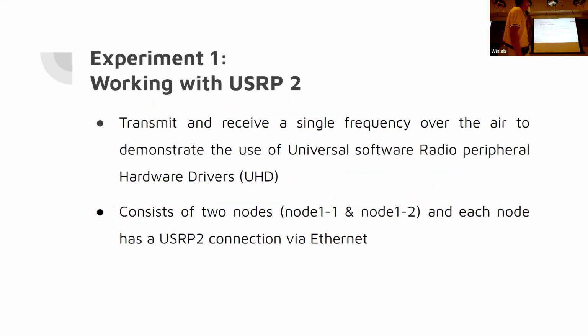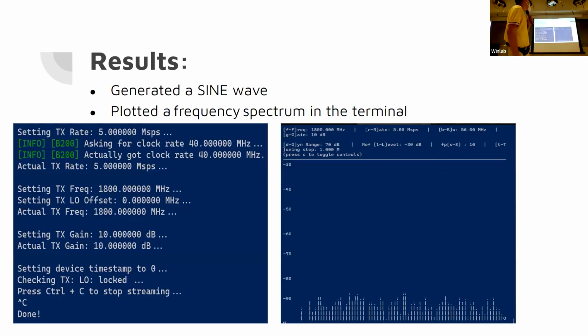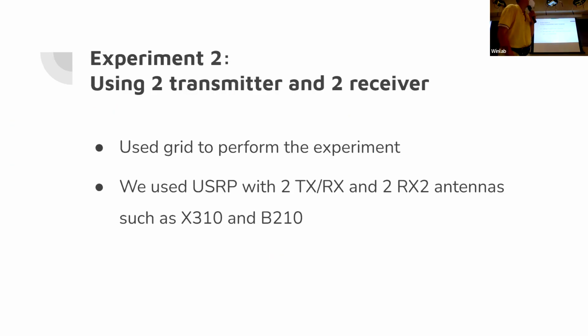And here is the first experiment we did. It's working with USRP 2. We transmit and receive a single frequency over the air to demonstrate the use of the UHD drivers with USRP 2 hardware. And here are the results. You can see what it looks like when the code is running, and that's the graph we get in the terminal. And here is the second experiment, in which we use two transmitters and two receivers and the same USRP setup.